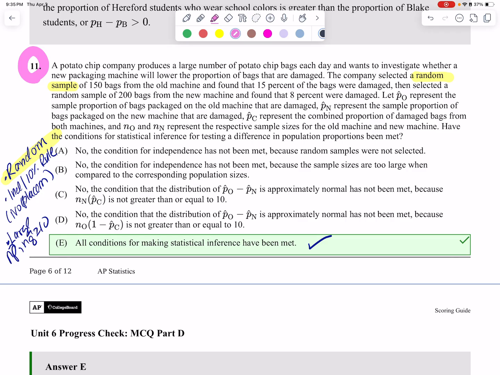Of 150 bags from the old machine and found 15% were damaged, and then selected a random sample. So it's a random sample, because it looks like I'm doing two proportions, for the new bag and found 8% were damaged. So we have 15% and 8%. We're going to have to be using that.